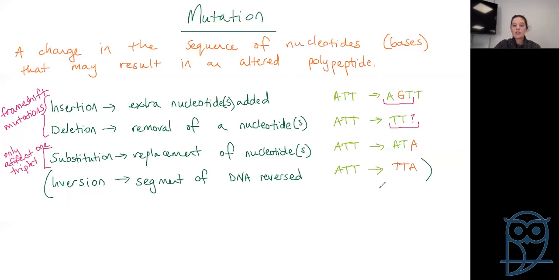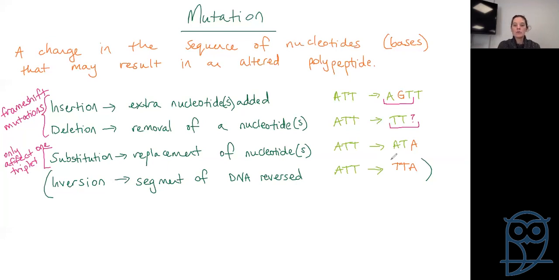The inversion can be an entire triplet, it can be seven triplets in a row, because it can be a whole piece that's sort of cut out and flipped around. It's a very funky process, but beyond the scope. So just be aware of it, that that is an interesting one. But what you're focusing on is insertion, deletion, and substitution. So this is now how a mutation can actually happen.